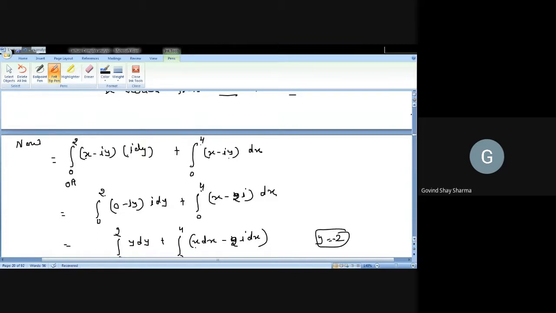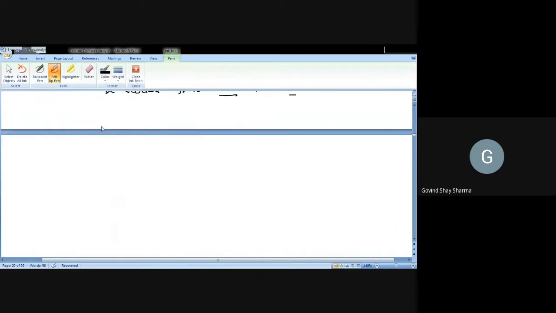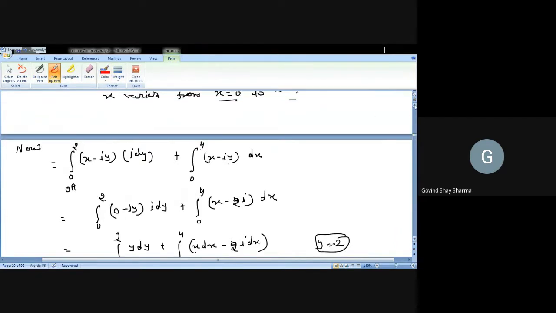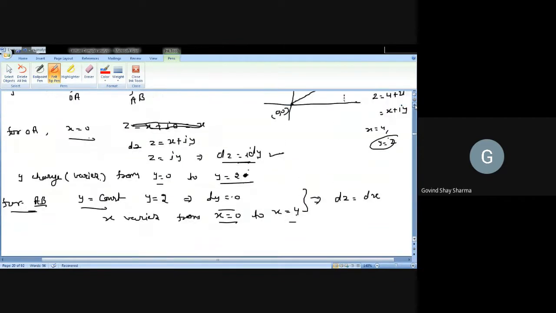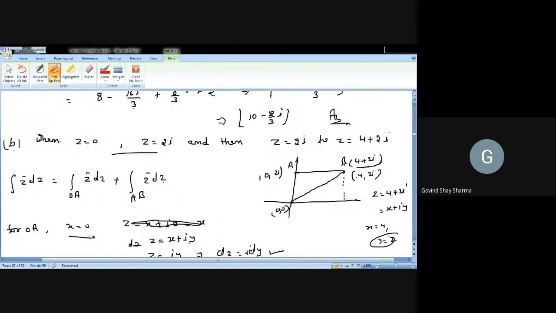So again we will see this important question, which appears at the point of examination. Take z equal to 0, then z equal to 2i. It means the real part is not there, so x is equal to 0. Where will x equal 0 be? On the y-axis, the imaginary axis, where x is equal to 0.